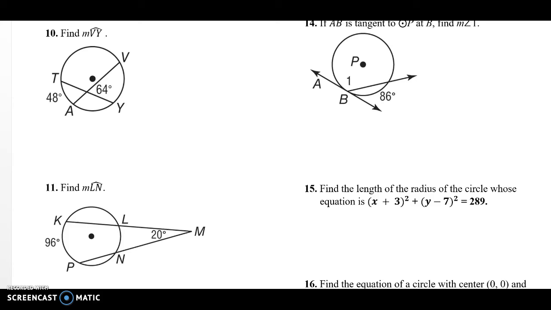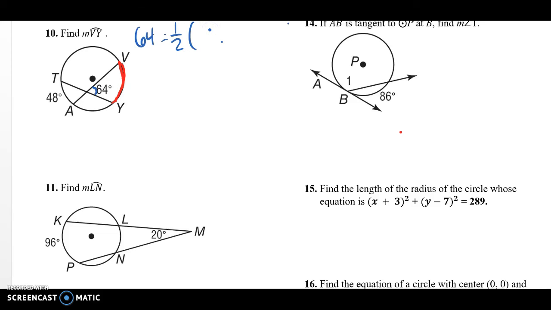Alright, so we get to number 10, and they want to find the arc VY. They want to find this arc right here. Again, we have a measure of this angle right here, and it's one of those angles with the vertex on the interior of the circle. So we're going to use that same formula, except now, instead of finding the angle, we're going to find the arc. So using that same formula, we'll get that 64, which is the measure of your angle, is equal to, again, half the sum of the arcs.